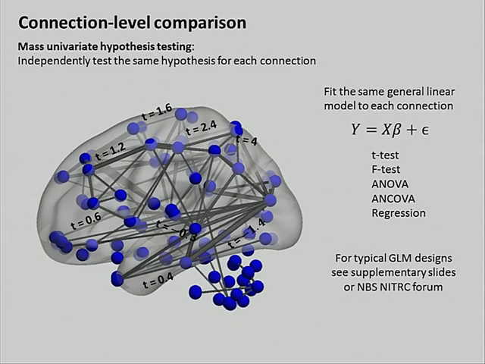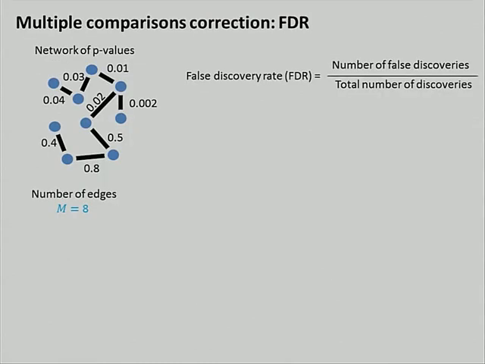Now, typically there's thousands or perhaps tens of thousands of connections in the connectome, so this gives rise to a massive multiple comparisons problem. After we've performed our test at each connection, each connection is endowed with an uncorrected p-value, a test statistic, so this could be a t-statistic or an F-statistic, as well as potentially an effect size. So the question is, how can we correct for multiple comparisons? One way to do that is with generic methods, such as the false discovery rate, or perhaps Bonferroni correction, which would perhaps be too severe in this situation.